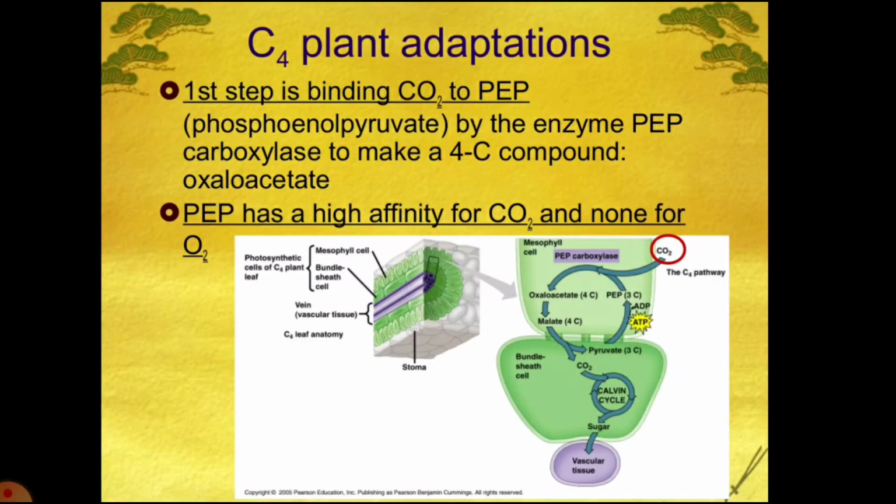It then forms other 4-carbon compounds like malic acid or aspartic acid in the mesophyll cells itself, which are transported to the bundle sheath cells. In the bundle sheath cells, these C4 acids are broken down to release carbon dioxide and a 3-carbon molecule. This 3-carbon molecule is transported back to the mesophyll, where it is converted to phosphoenol pyruvate again, thus completing the cycle.